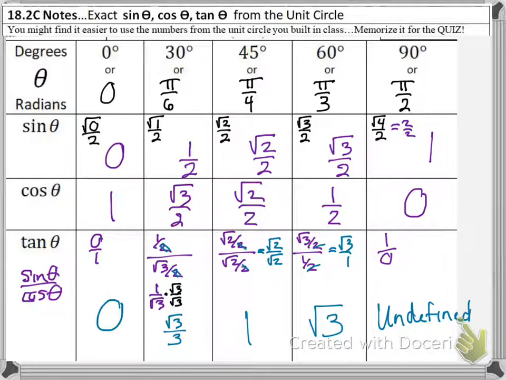Now, if you watched my other video, or if you listened to me in class talking about this, you know that those are the same numbers that I found for the coordinates using the 30, 60, 90 triangles and the 45, 45, 90 triangles. The only question is, how do they go on the circle?